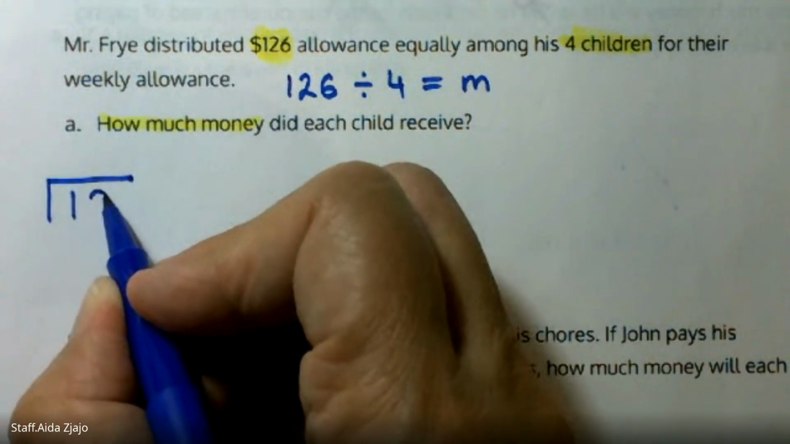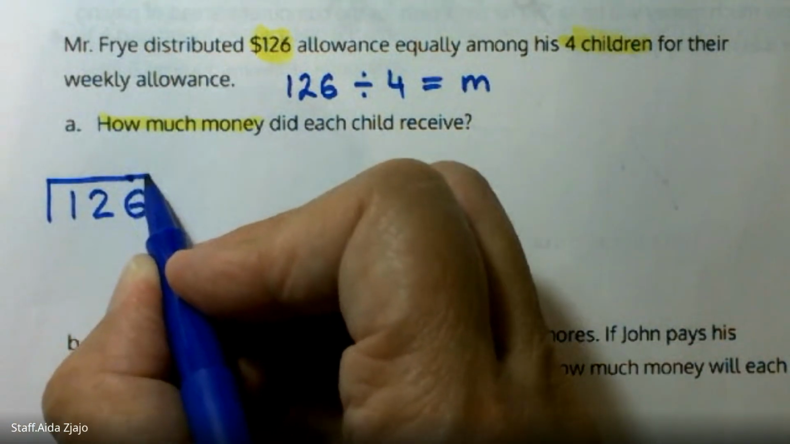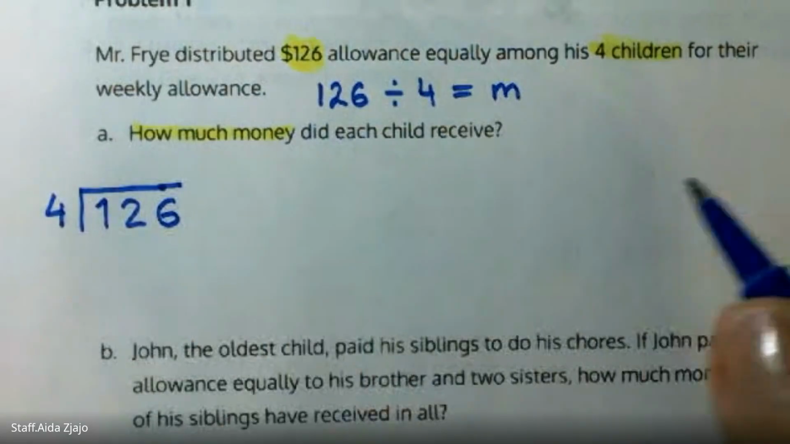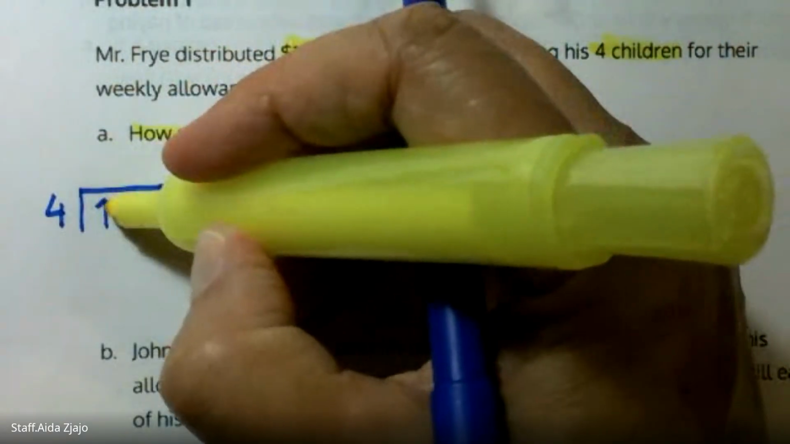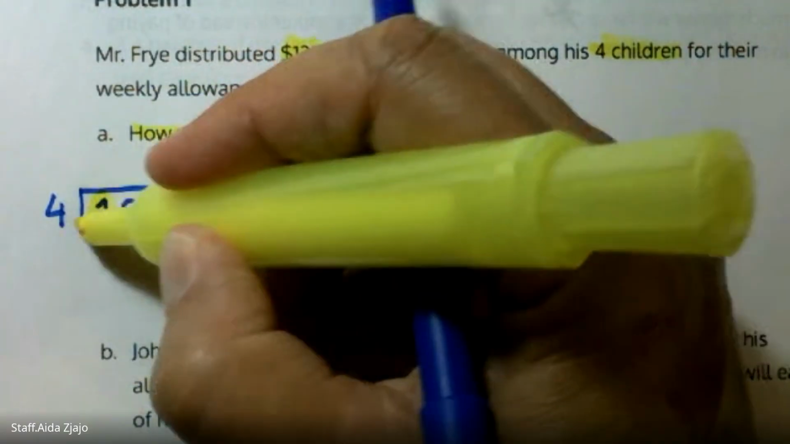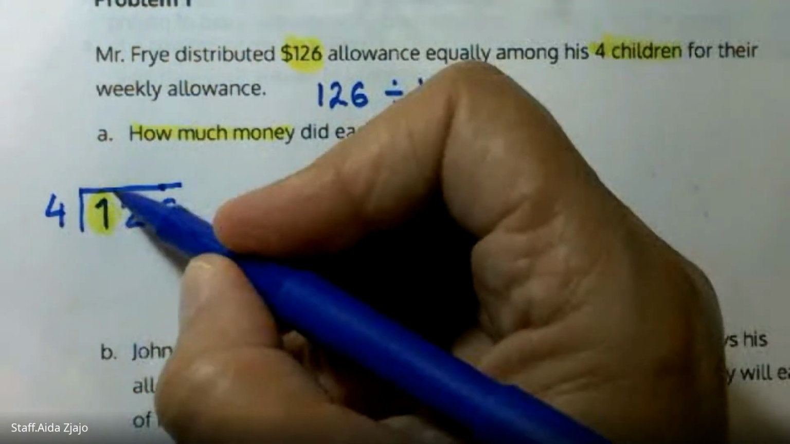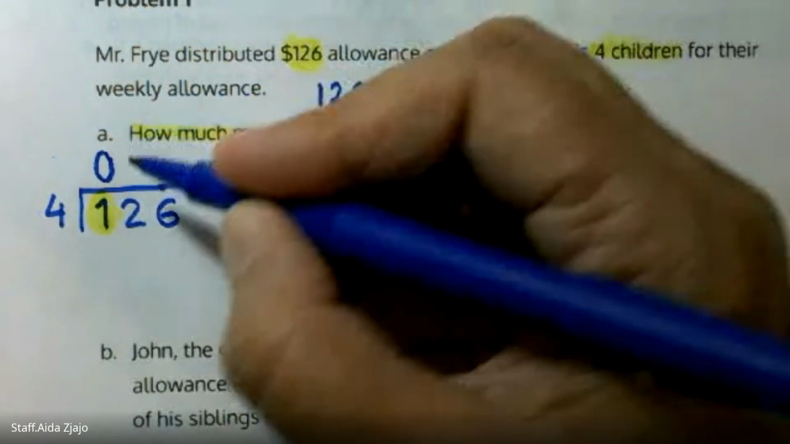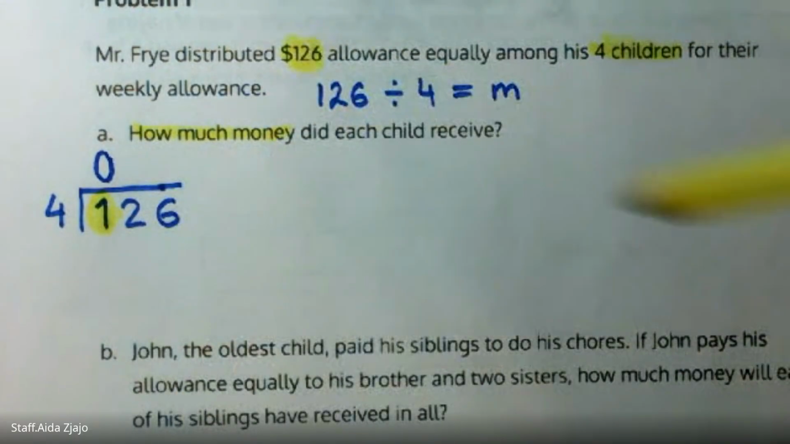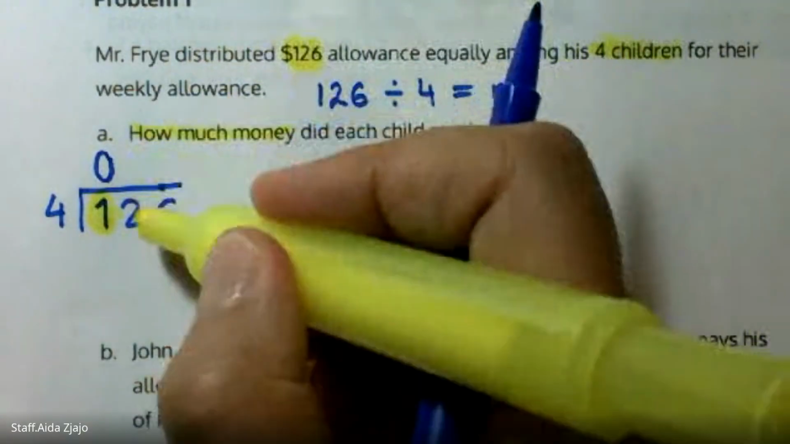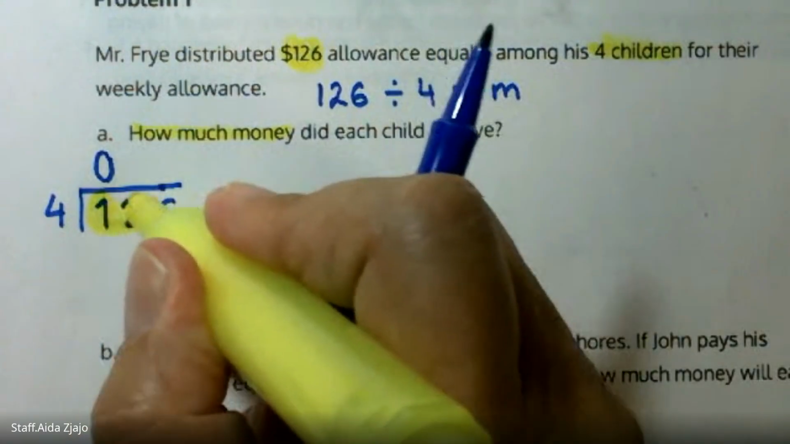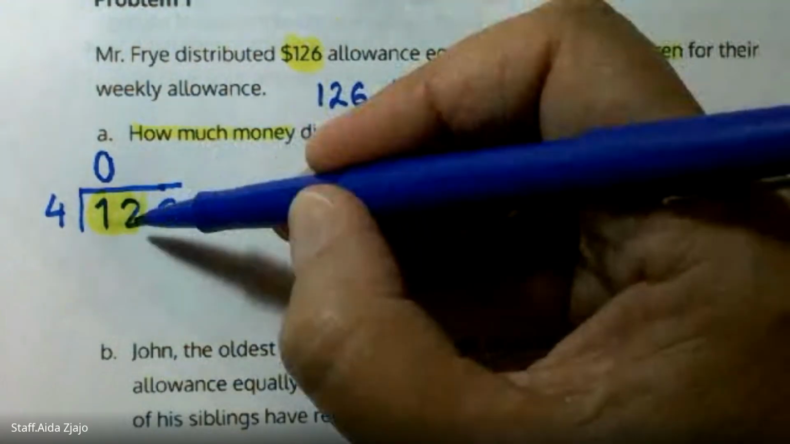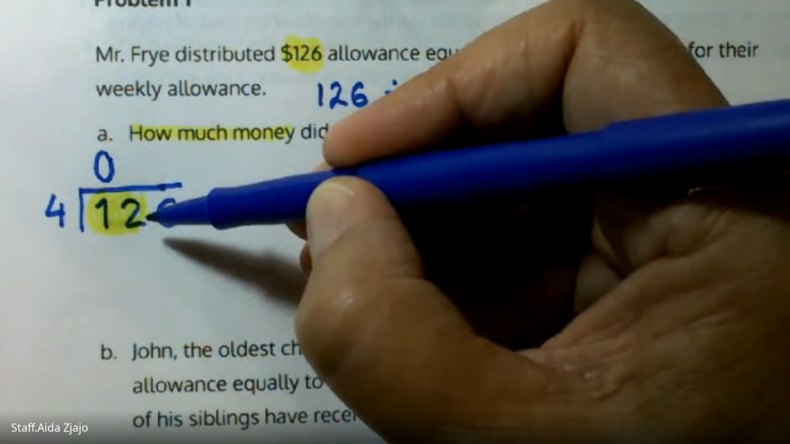So $126 will be shared with 4 children. If he tried to divide $100 equally, he needs to regroup because he couldn't give just 100 to one child and everybody else gets nothing. So he regrouped the 100 into tens. You'll get 10 tens and 2 more. That will be 12 tens.